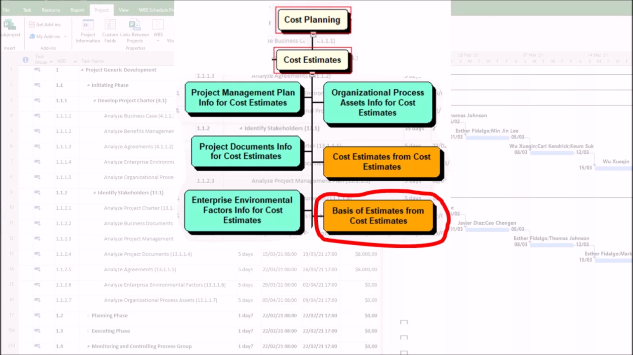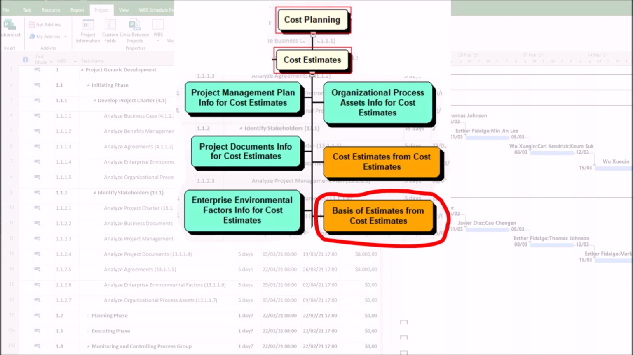First, estimation methods used, such as analogous, parametric, bottom-up, and three-point. Second, assumptions and constraints, such as inflation rates and resource availability. Third, sources of data, such as historical, vendor quotes, and market rates. Fourth, range of accuracy, such as rough order of magnitude versus definitive estimate. Fifth, risks and uncertainties affecting the estimate.